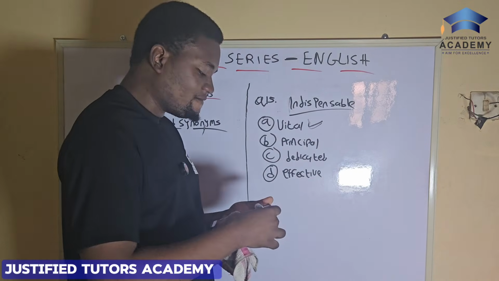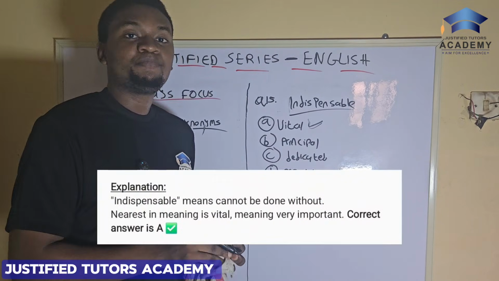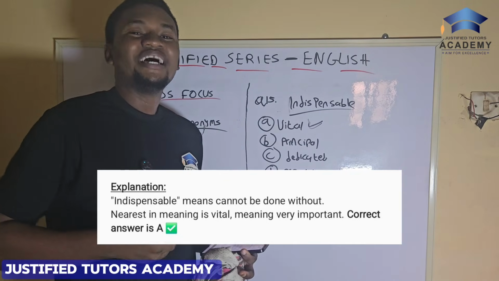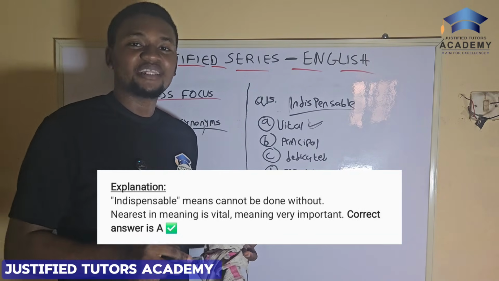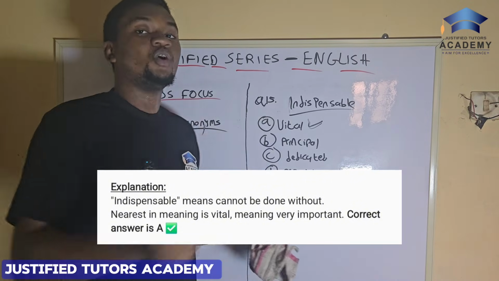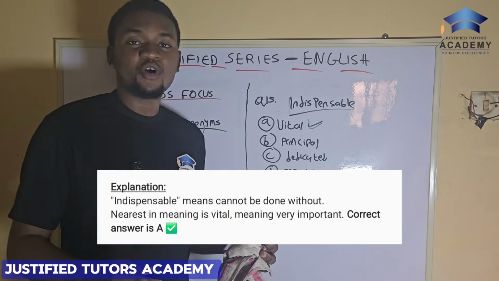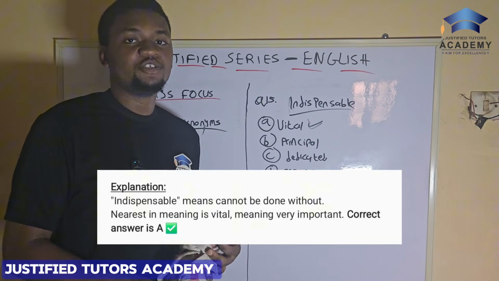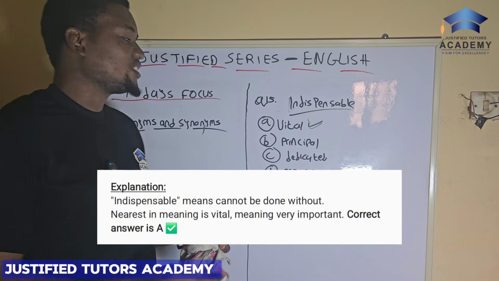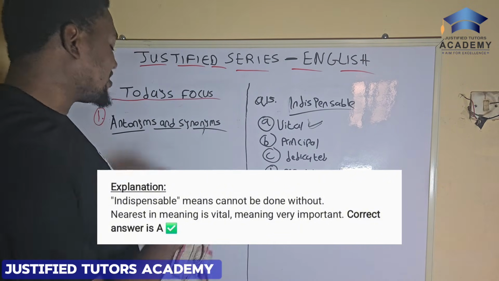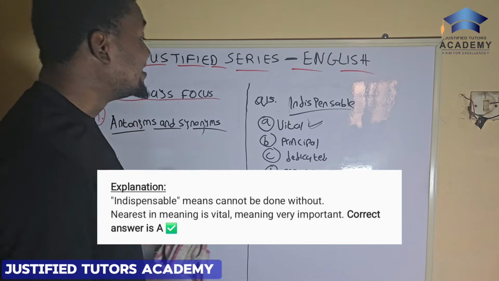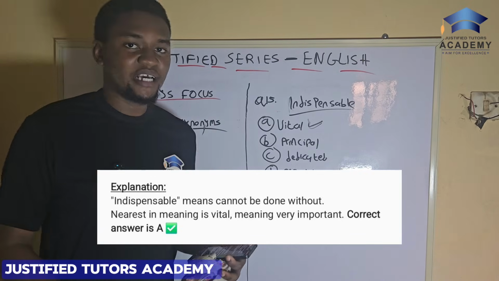Vital. Because vital means an important person. You get. If you say something is vital, it means that thing is very, very important. And again, according to the question, indispensable means that BC has become an important person in the company among the staff. So the nearest meaning to that is vital.